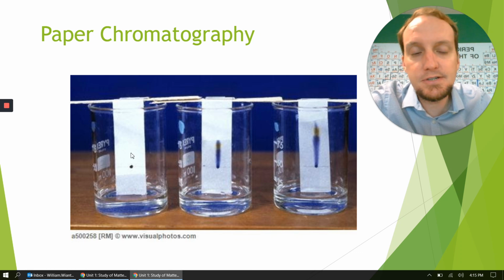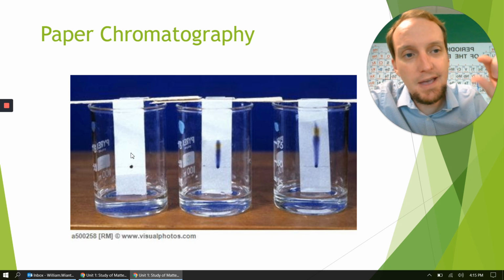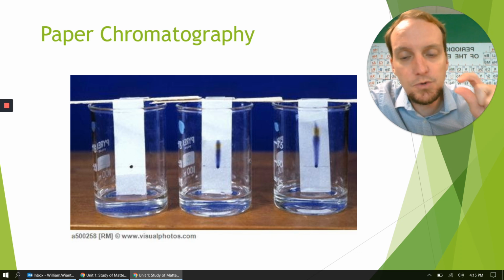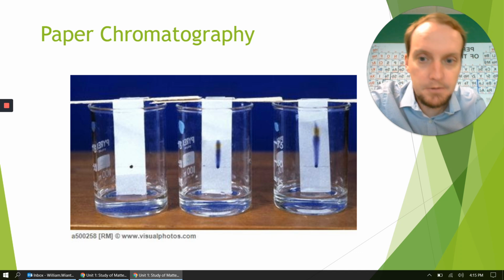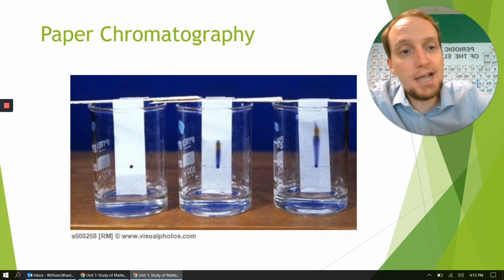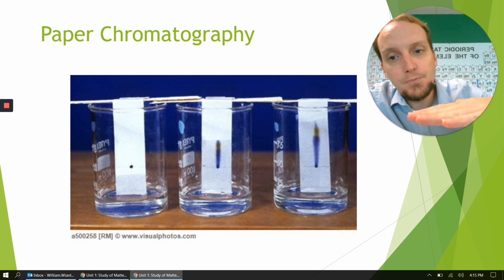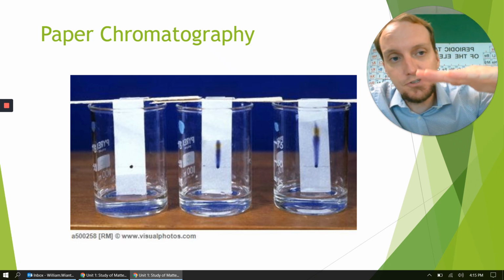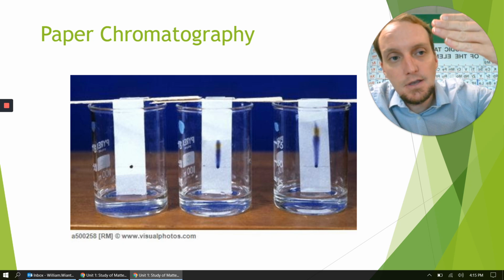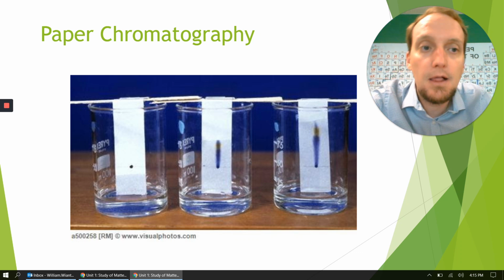That would represent the stationary phase. You have the liquid at the bottom of the flask, which is going to represent the mobile phase. The mobile phase, the liquid, will, through capillary action, move up the paper all by itself against gravity. It requires no force, no suction, no nothing. It's just going to travel up the stationary phase, in effect becoming the mobile phase.